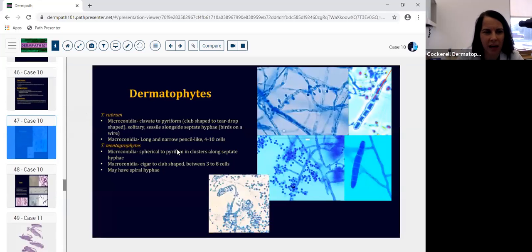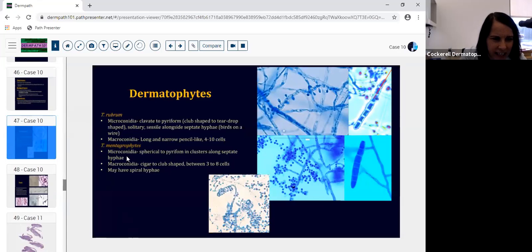Okay, the dermatophytes. T. rubrum would be the top portion of the slide. You'll see more clavate to piriform, club-shaped to teardrop-shaped, solitary sessile microconidia alongside septated hyphae, the birds on the wire. You can see they're on both sides. And then the macroconidia will have 4 to 10 cells. In this case, there were 7 cells.